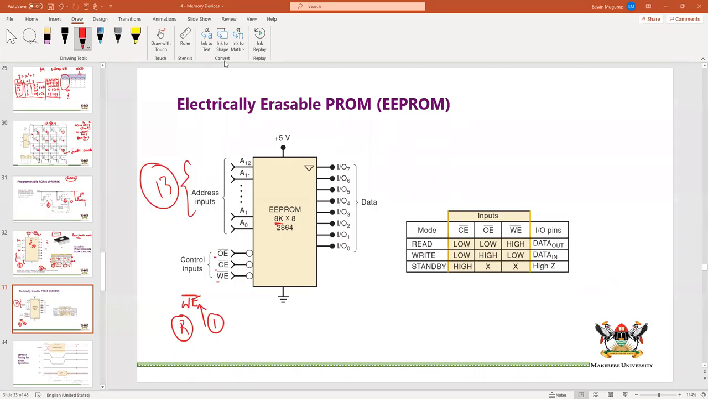Now, we have these interesting terminals here. When you see IO, it is an input-output terminal. It means you can use the same terminal for input as for output. The good thing with this is that because it is electrically erasable, when you are going to burn data, you can just pass it through the same terminals. But we've seen that these two operations cannot happen at the same time. You cannot be writing and reading at the same time, so information is never going to interfere on those bus links.